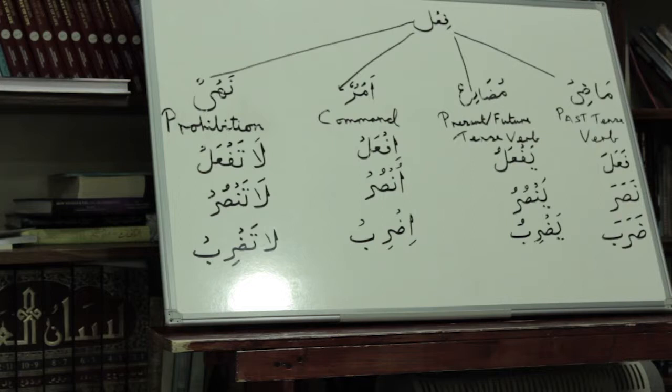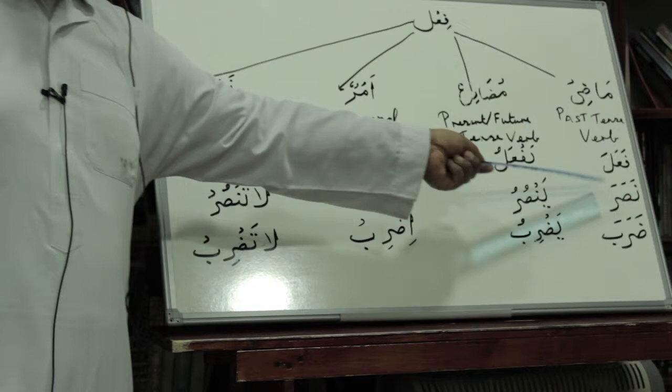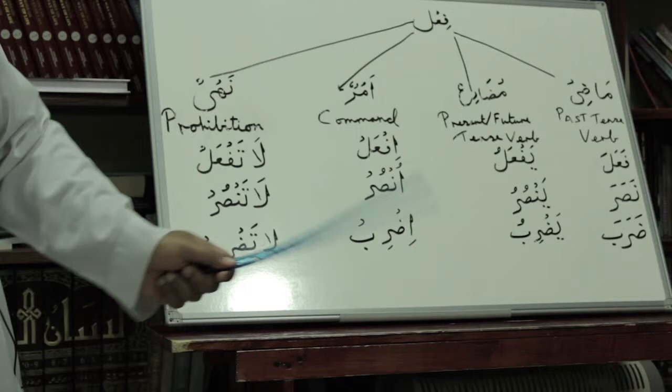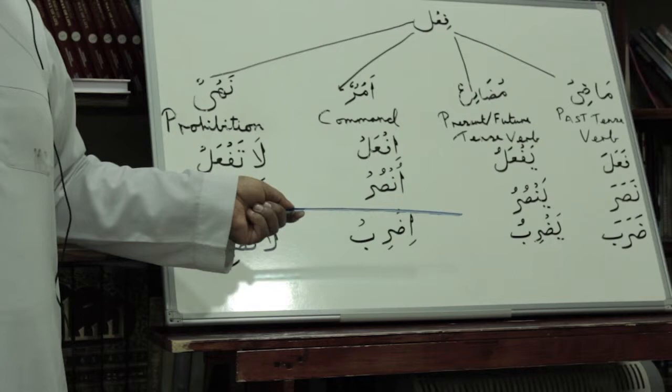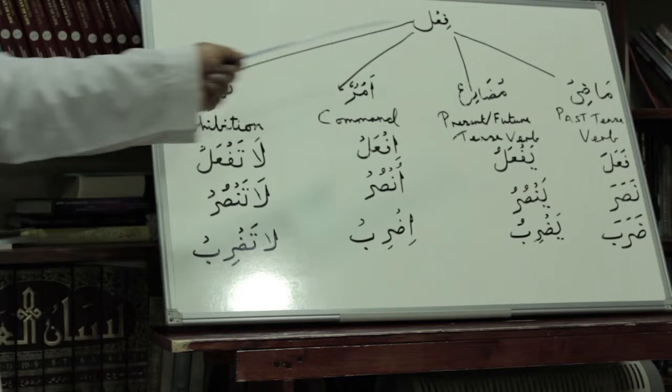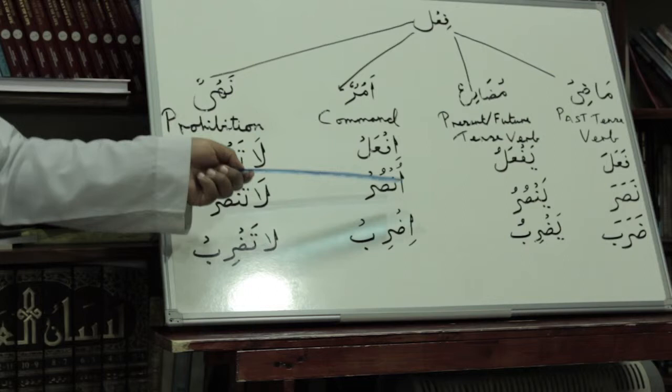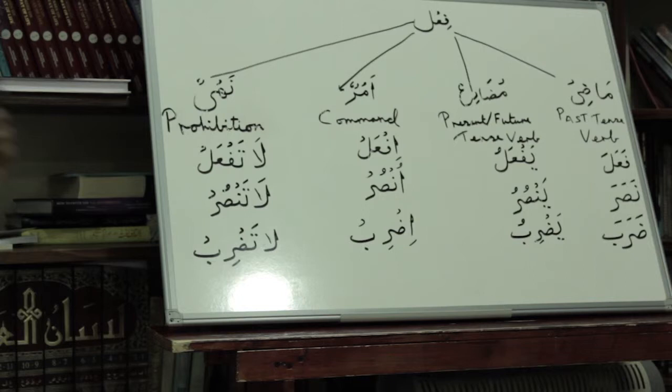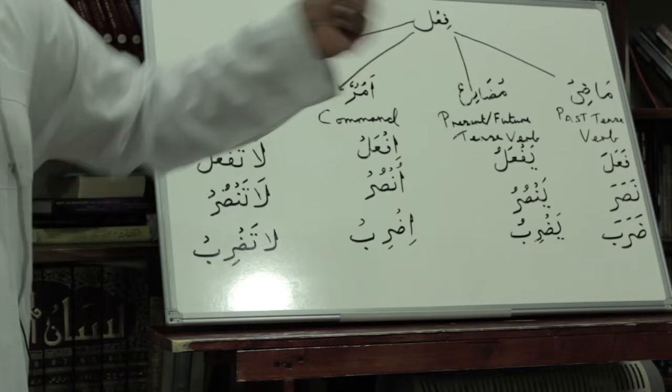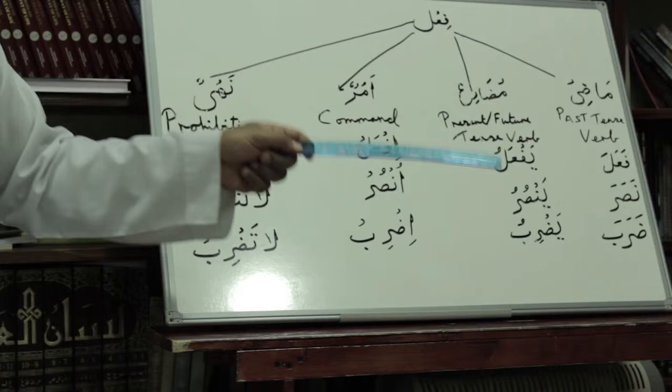Okay, so another example, nasara, which means he helped. And if you were to make that into muzari, you would say yansuru, which means he will help or he is helping. If you want to make that into amr, order, you say unsur, which means help. And if you want to make that into prohibition, you would say la tansur, meaning do not help. I'll give a third example, daraba, he hit. Yadribu, he is hitting or he will hit. Idrib, hit. La tadrib, do not hit.